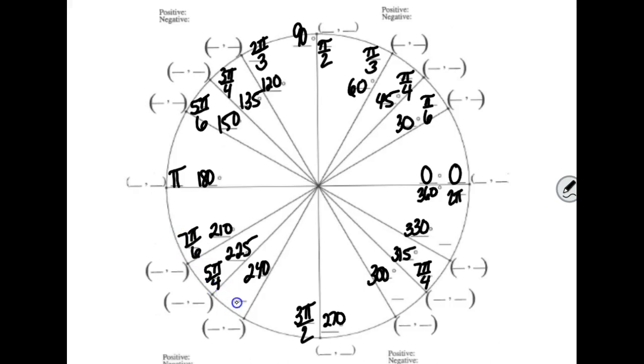Notice I'm skipping over the 45s. This guy must be 8 pi over 6. Give me a better name for 8 pi over 6. 4 pi over 3, thank you. 8 pi over 6, this is 9 pi over 6. It's already filled out. So this next one is 10 pi over 6. Give me a better name for 10 pi over 6. 5 pi over 3, thank you. This next one must be 11 pi over 6. And this must be 12 pi over 6.